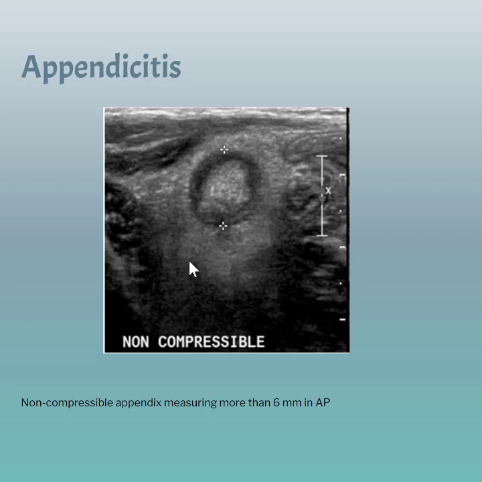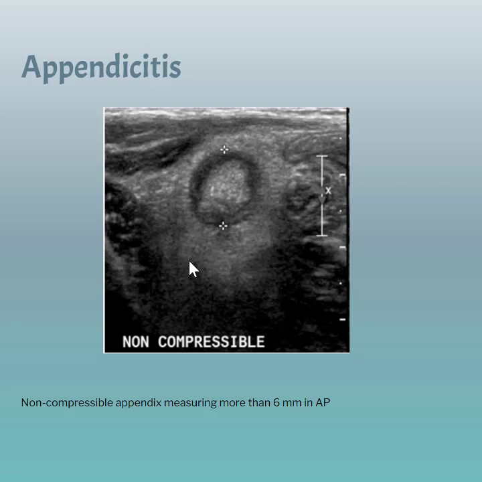As we look through that right lower quadrant, we will see a circular structure with a blind end. We are going to push on it. We're going to put a lot of pressure on it. This is probably going to cause some discomfort to the child, but you need to know if this is compressible. If it is not compressible, most likely appendicitis. Normal bowel is compressible. Appendicitis is not.